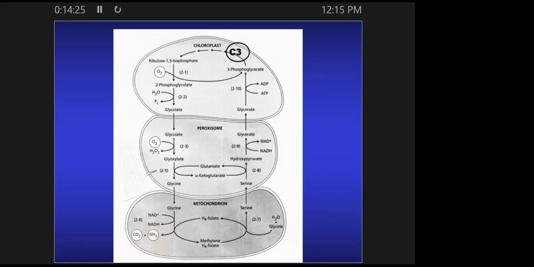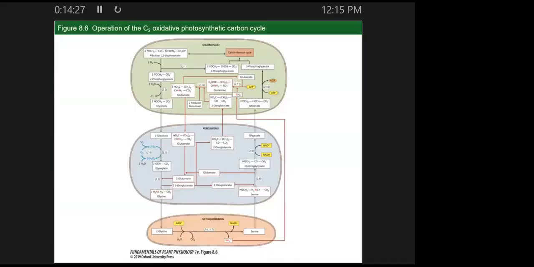Here's another view of it. I think this is the one in your text. Here they show 2 glycines. They just put 2 glycines in the mitochondria. But I like this one for you to look at just to convince yourself of the carbon counting. Okay, so phosphoglycolate is 2 carbons, and so you see 2 carbons all the way.